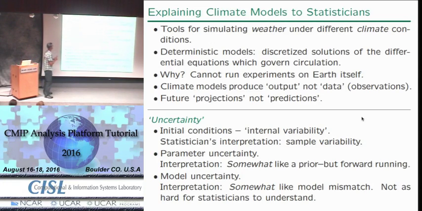Okay, so, explaining climate models to statisticians. The basic idea is that when I'm analyzing climate model output, I'll say that a climate model is a tool for simulating weather under different climate conditions, which of course ties in with that definition we saw on the previous slide, right? And if I say that to statisticians, they say, okay, I understand completely, because statisticians do simulations all the time. We'll do it on our little laptop, run something in R, draw 10,000 random variables, talk about the distribution, and fit stuff, and the statisticians say, I got it.